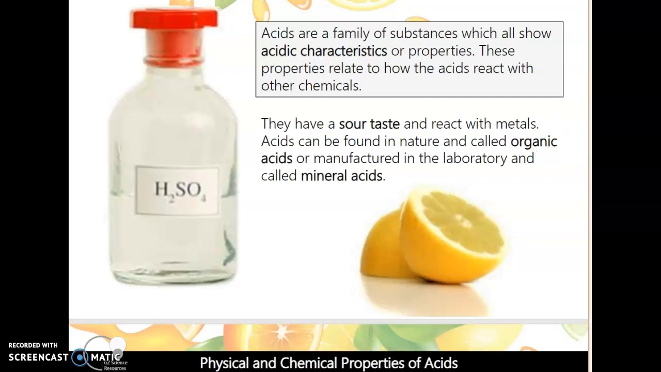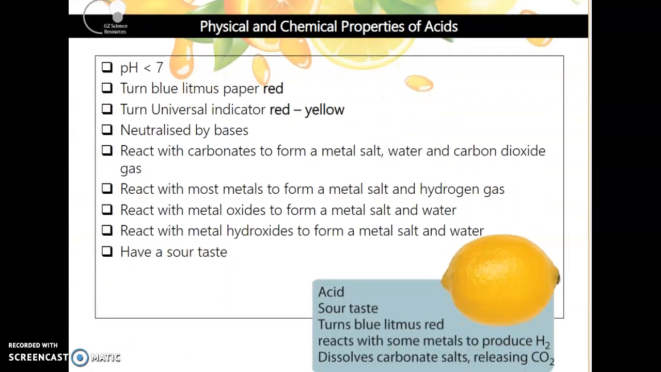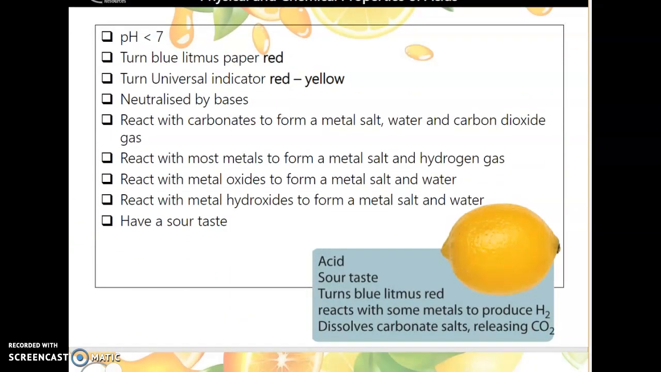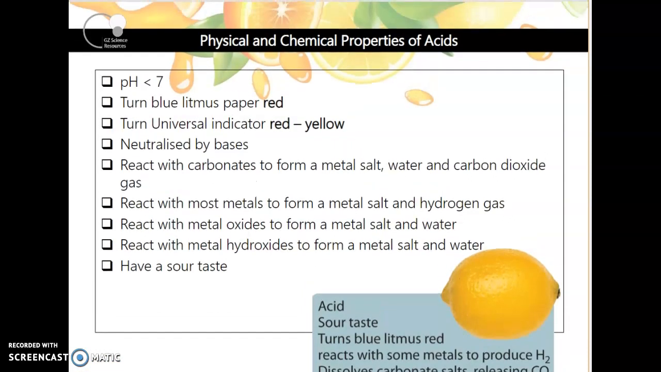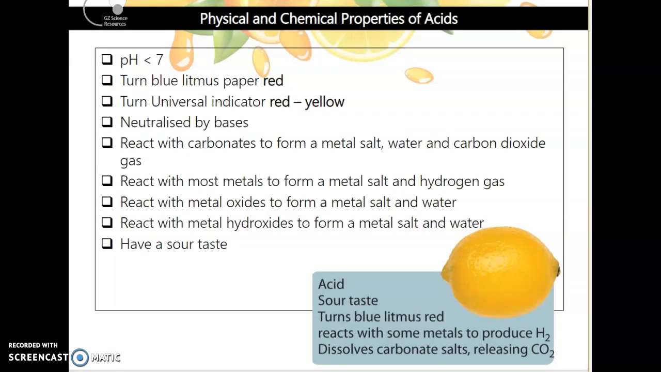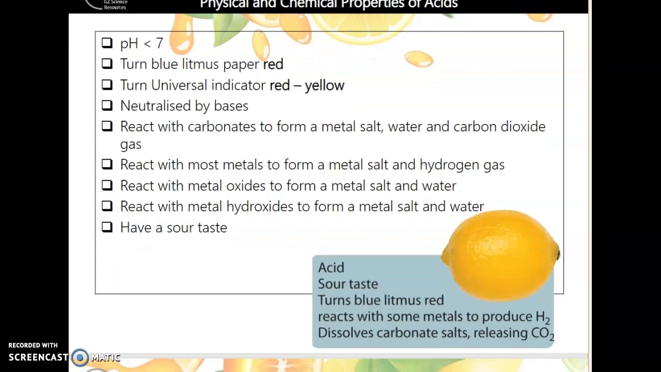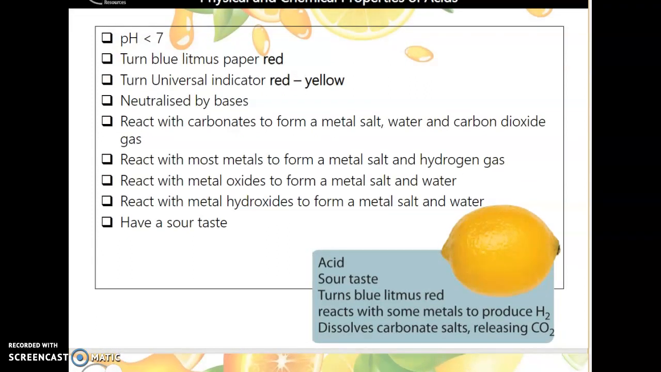Now we move on and look at the properties of acids. Acids have a pH of less than 7, so it would be 1 to 6. 1 would be a strong acid and 6 would be a weak acid. If we test them with litmus paper, they'll turn litmus paper red, and universal indicator will go from red to yellow. Again, a strong acid would be red and a weak acid would be yellow. They're base opposites, so they'll be neutralized by bases. We'll talk a little bit about that when we look at acid-base equations.